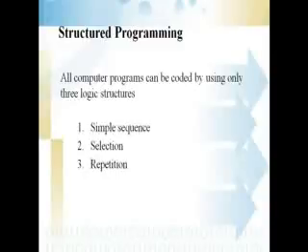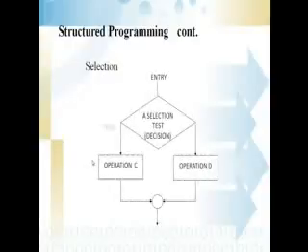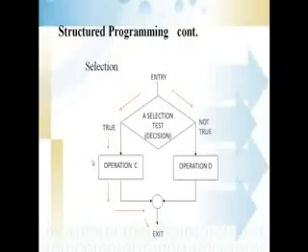All computer programs can be coded by using only three logical structures: simple sequence, selection, and repetition. Simple sequence is the least complicated. It has only one path. Selection. Program execution controlled by a selection. That means a condition. It is more advanced than simple sequence.